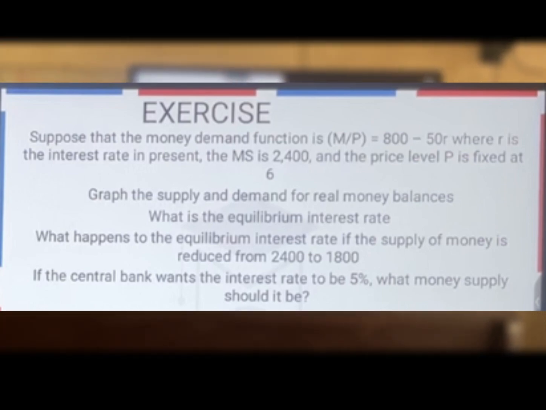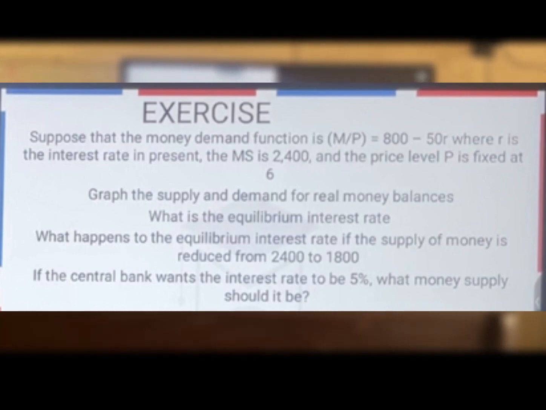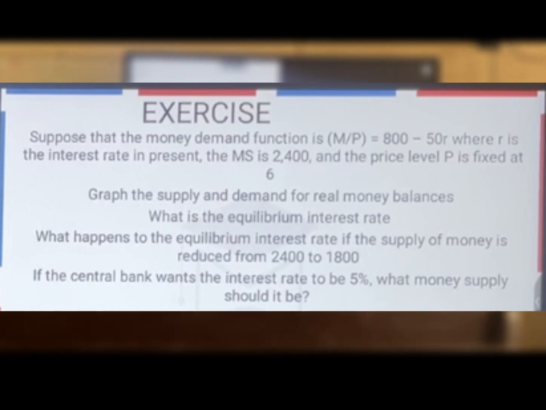So the question says, suppose that the money demand function is MD equals 800 minus 50R. And don't forget, equilibrium in the money market is when money supply equals money demand. R is the interest rate in percent. And then the money supply is 2.4 when the price level is fixed at 6.